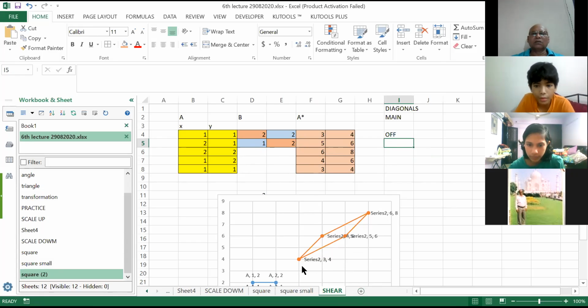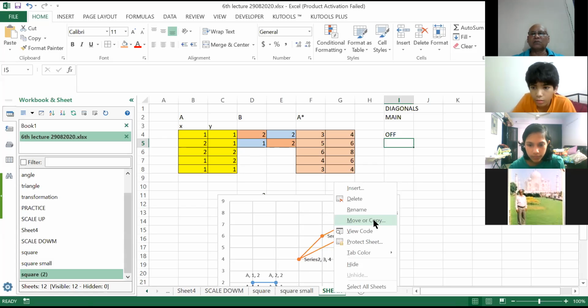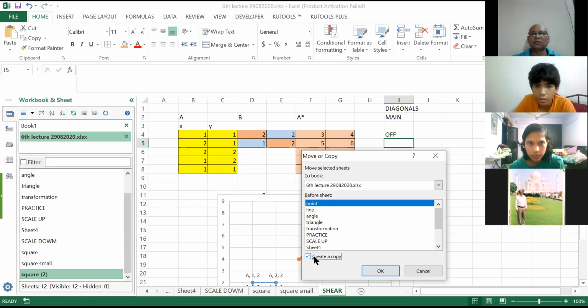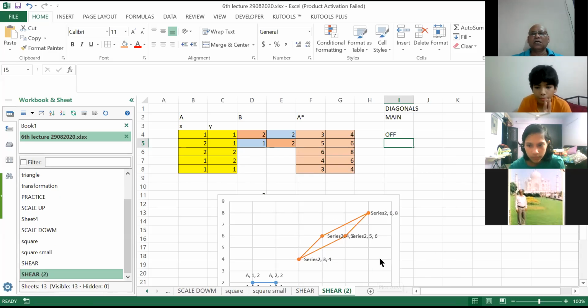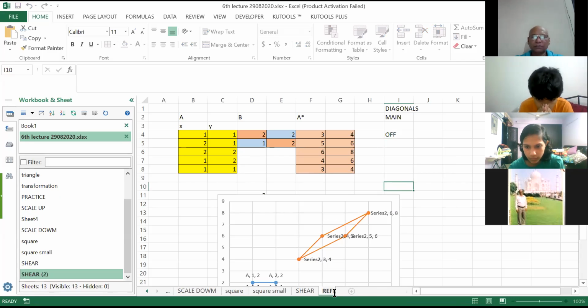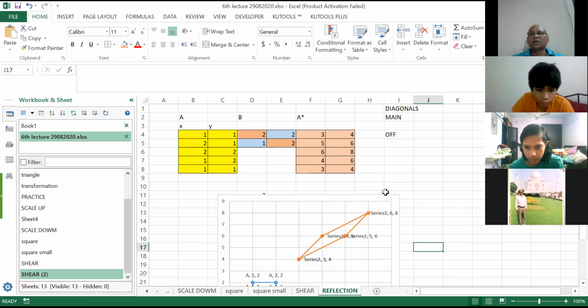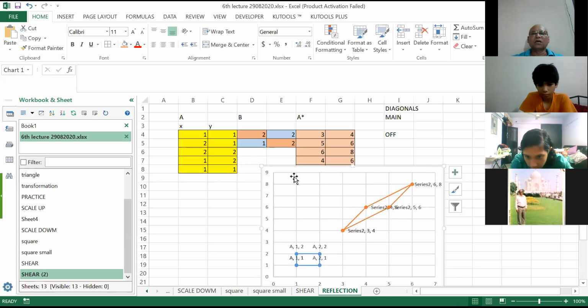Now I will be taking this same and make a copy, and then we'll go there and move to end, and okay. And now I will be doing some reflection. So let me name it reflection. Now reflection, what will happen? Suppose my object was, I will put first 0, 0, 0, 0.